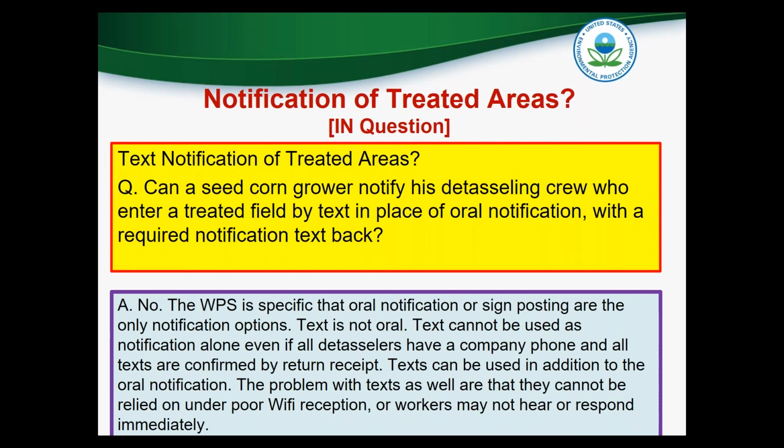The WPS is specific in that oral notification or signposting are the only notification options. Text is not oral. Text cannot be used as a notification alone, even if detasselers have a company phone and all texts are confirmed by return receipt. Text can be used in addition to oral notification, but not as a replacement. The problem with text, of course, is that reception may be poor, especially out in the fields. The workers may not hear them or even respond immediately.